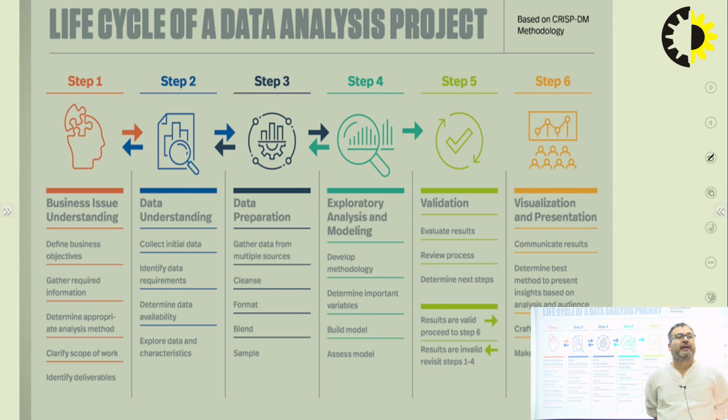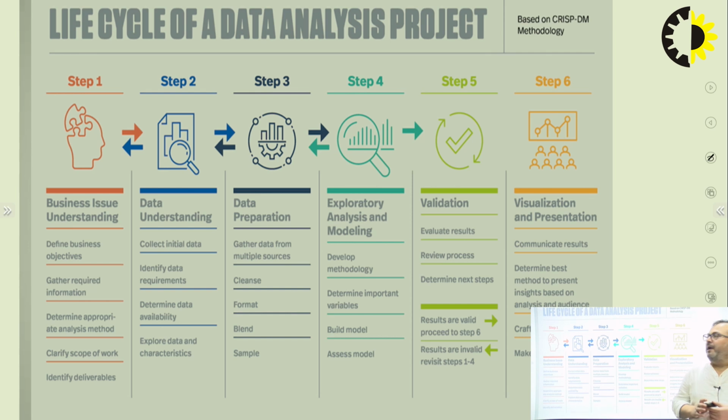Then comes data understanding. In data understanding we collect initial data, then identify data requirements, then determine data availability, and finally we explore data and its characteristics. So, there are 4 steps in data understanding. One is collect initial data, then identify data requirements, next is determine data availability, and the last step of data understanding is explore data and its characteristics.